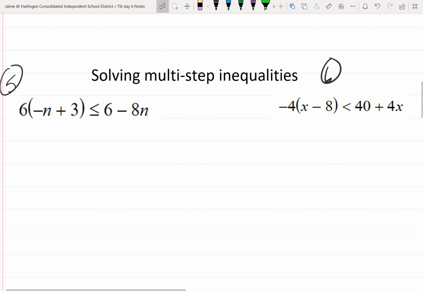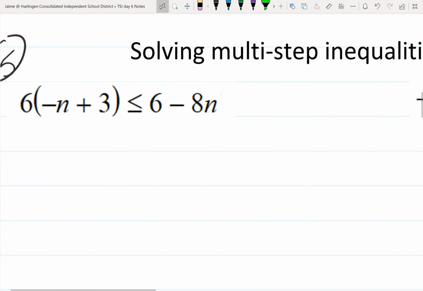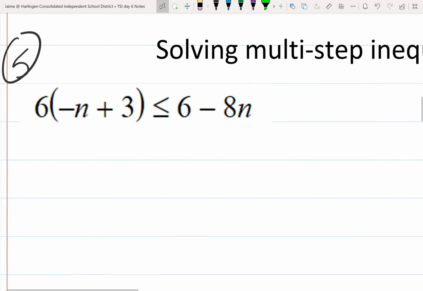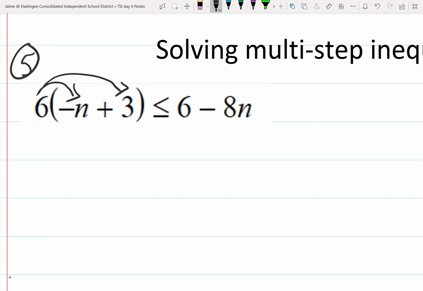Now the next thing is solving multi-step inequalities. Remember that this is basically the same as solving equations, except that when you divide or multiply by a negative, you flip the sign. Parentheses first. Negative 6 times negative n, well, that's negative 6n. 6 times a positive 3, that's positive 18. Bring down that sign. 6 minus 8n.